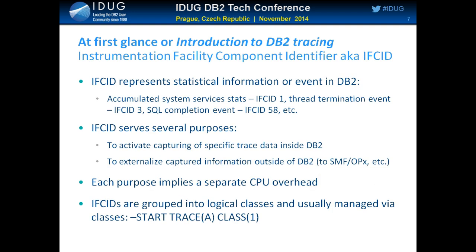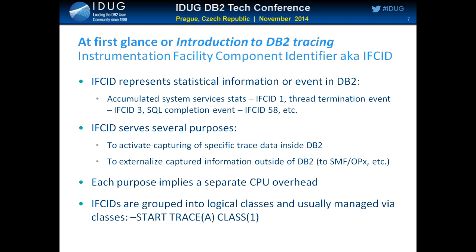Now the components. So IFCID, and it represents statistical information about DB2 or some event. Okay. So for example, accumulating system services, you get an IFCID 1. Thread termination event, when some thread completed, you get a record 3. Or if you have SQL completed, you get a 58. So just some trace records.